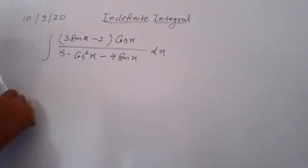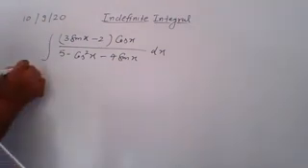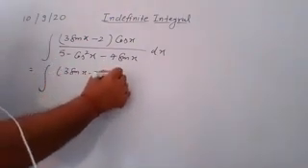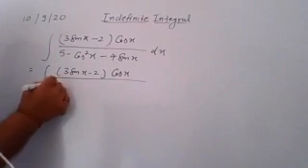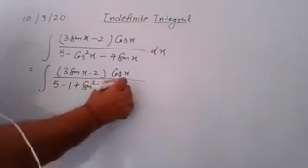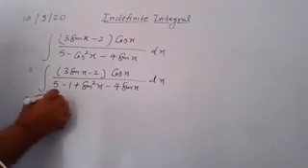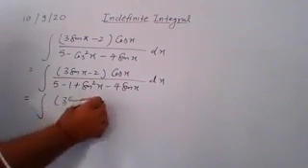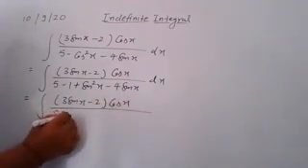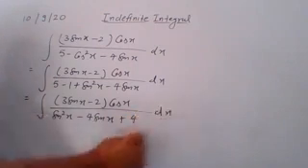You change it in sin. So first you change it. So here you have (3 sin x minus 2) into cos x divided by 5 minus 1 plus sin square x minus 4 sin x dx, and that is equal to (3 sin x minus 2) into cos x divided by sin square x minus 4 sin x plus 4 dx. You can write in this way.